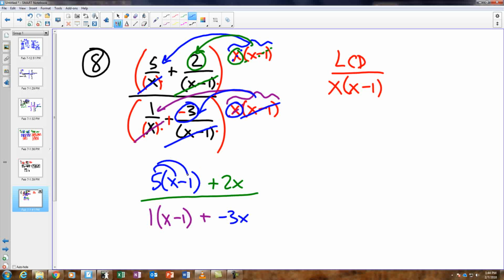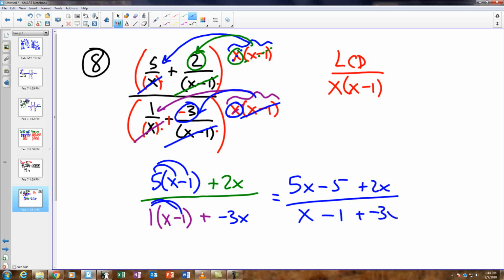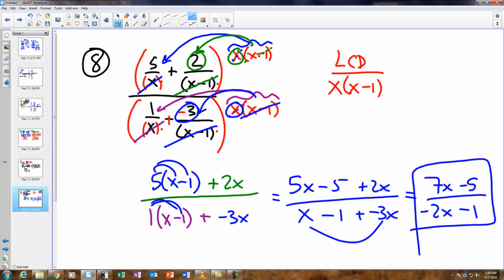Obviously I have to do some distribution. I'll get 5x minus 5 plus 2x over, distributing a 1 doesn't do anything, x minus 1 plus a negative 3x. So if I simplify out, I'm going to have 7x minus 5 over, if I combine those, I get negative 2x minus 1. And we are done with that. Okay, so LCD, we multiply the LCD through, it should clean up the small fractions.